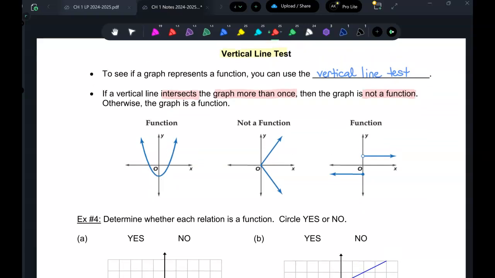Okay, so here's an example. It looks like a U, but we call it a parabola. We learned that last year. If I were to draw a vertical line, meaning right up and down, it only touches one point, right? And that's a function. Now, on one side, what happens if I try to draw a vertical line here? It would touch both. So it crosses two places, so it's not a function.